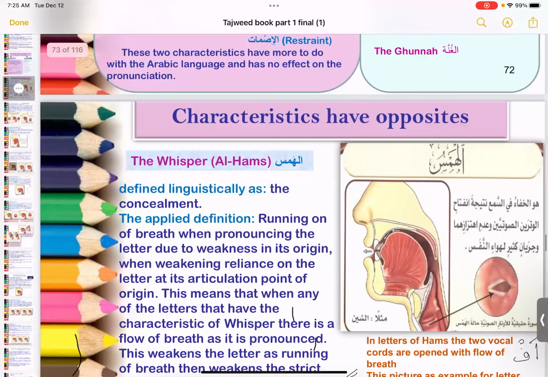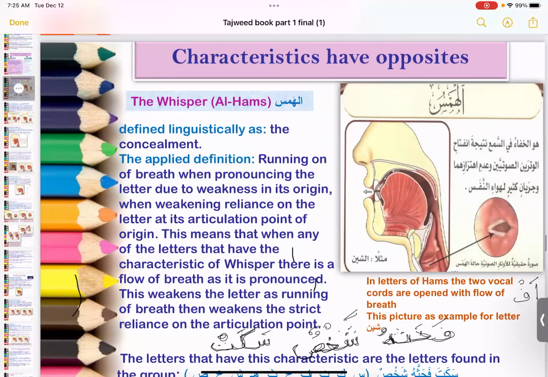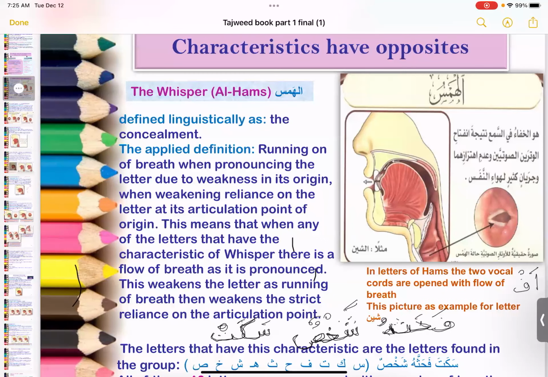So let's look at the letters of hams. Okay, what is hams? Hams means whispering. To whisper the sound. So hams is to whisper. And why does hams happen? Because there is running of air. So they define it linguistically as concealment, and then its applied definition.